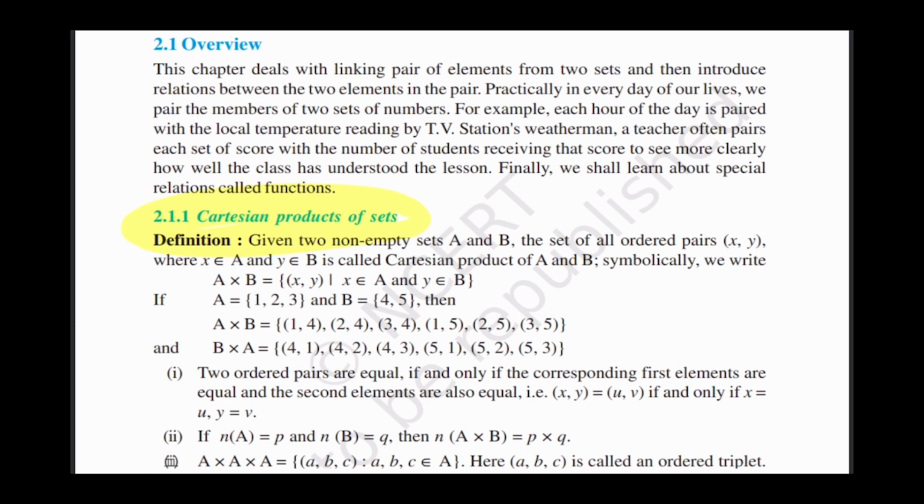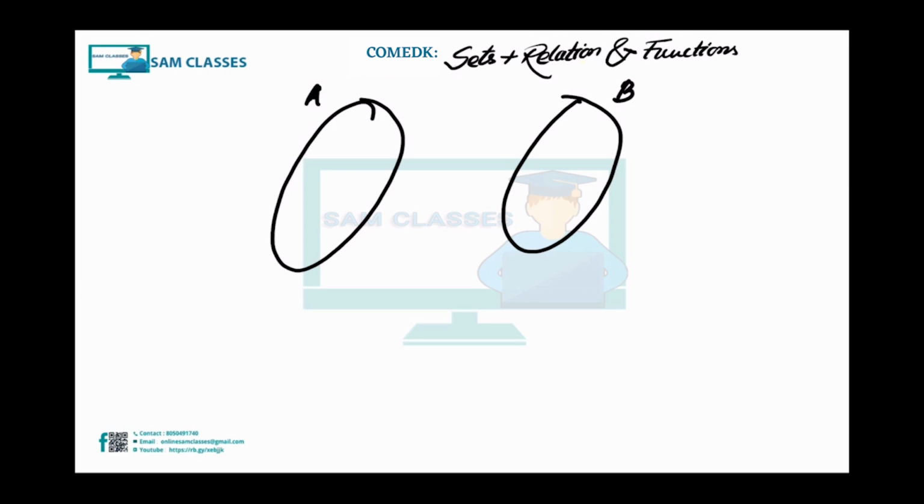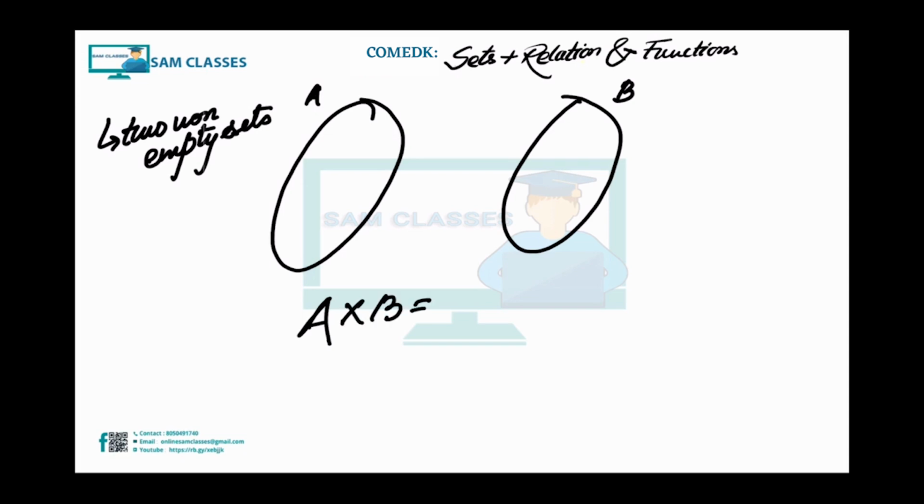So in the Cartesian product of sets, let's say they have given us two sets, set A and set B. The first condition they have stated is that these are two non-empty sets. Now, the Cartesian product A cross B, what is it defined as, student?